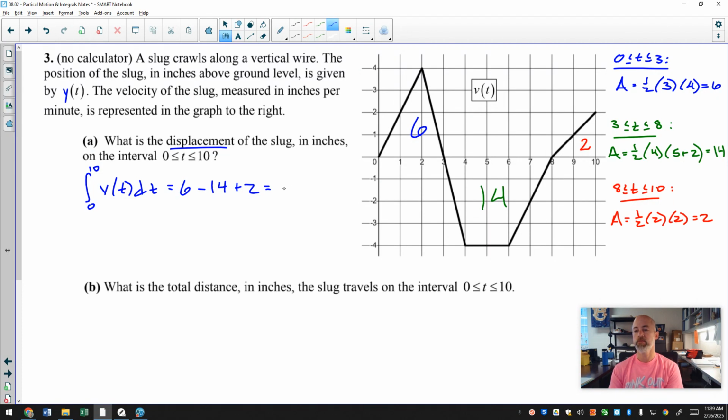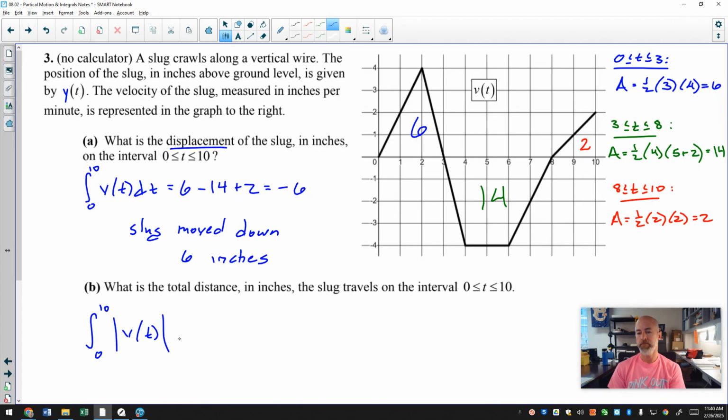Is that right? Yes. That gives me a final answer of -6, which means the displacement, this slug on this interval, went down 6 units. Or 6 inches. So you could say that the slug moved down 6 inches in these 10 minutes. Good. Then for B, what is the total distance traveled? Well, that's different than displacement. Total distance would be the integral from 0 to 10 of the absolute value, or the magnitude, of velocity.